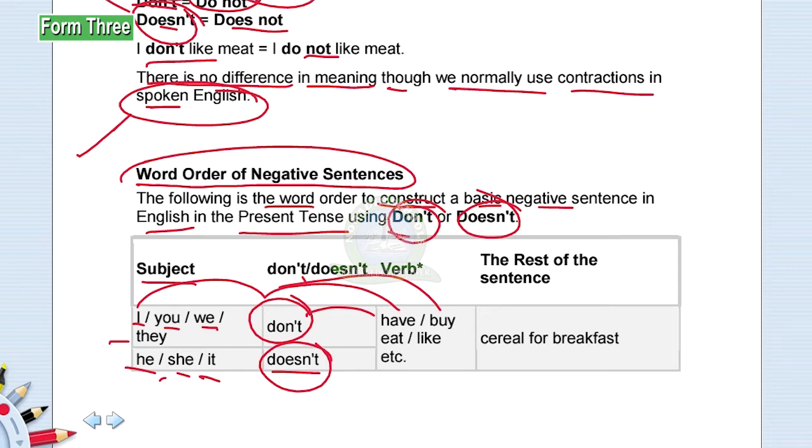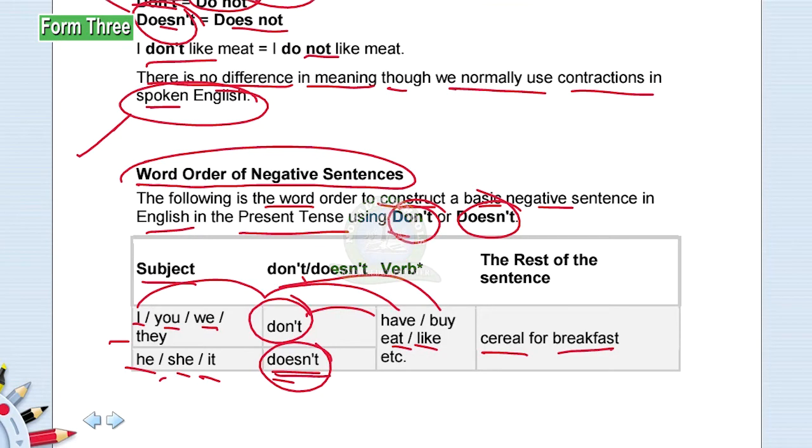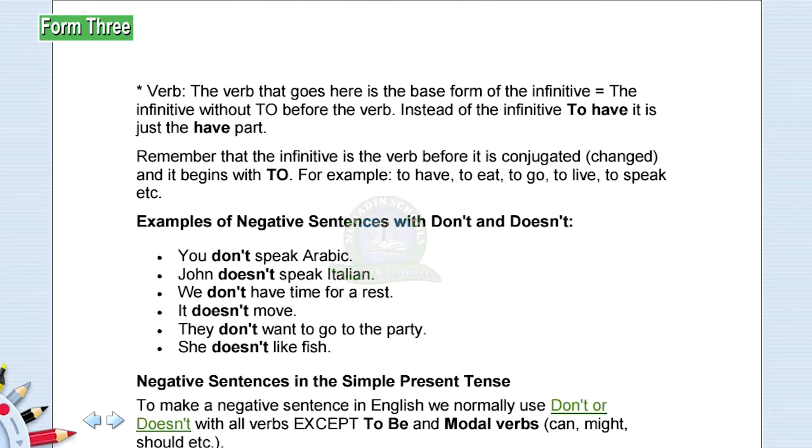Like he doesn't eat or he doesn't like. He doesn't like cereal for breakfast. I don't like cereal for breakfast. I love Somali bread for breakfast. So I eat goat liver and Somali bread every morning. But I don't like cereal for breakfast. I don't like what? Cereal for breakfast.